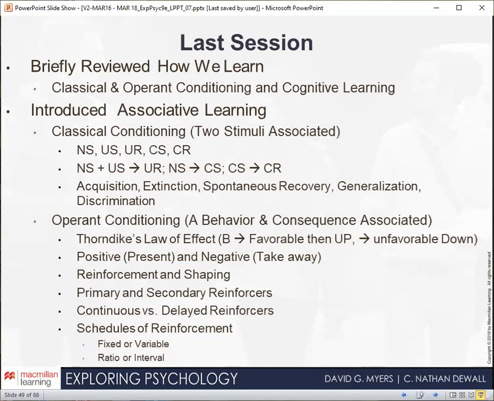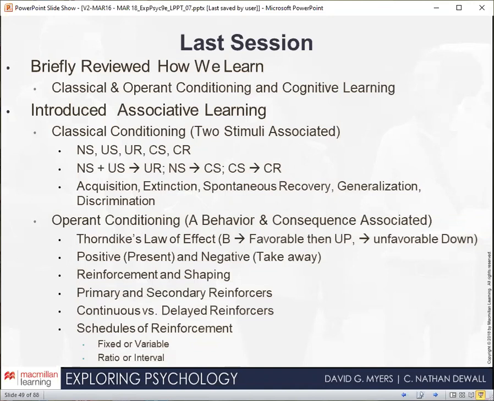We also reviewed the terms of generalization and discrimination as well. Then we went into operant conditioning. And operant conditioning is about, again, a behavior and a consequence becoming associated. This was all based on Thorndike's law of effect, where we have a behavior, if it leads to favorable outcomes, then it's more likely to see that behavior in the future. If it leads to unfavorable outcomes, we're less likely to see it in the future. We also introduced the terms positive and negative. Positive really means present, and negative means to take away.